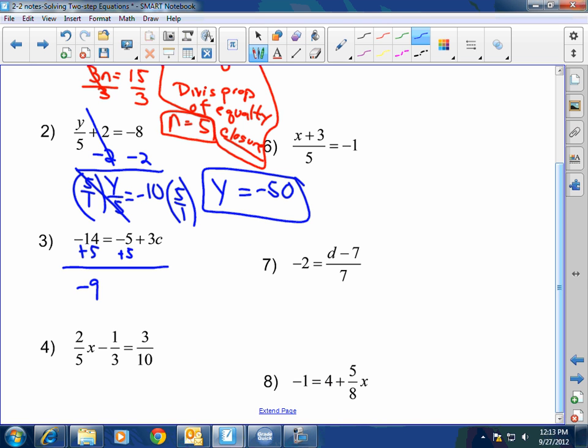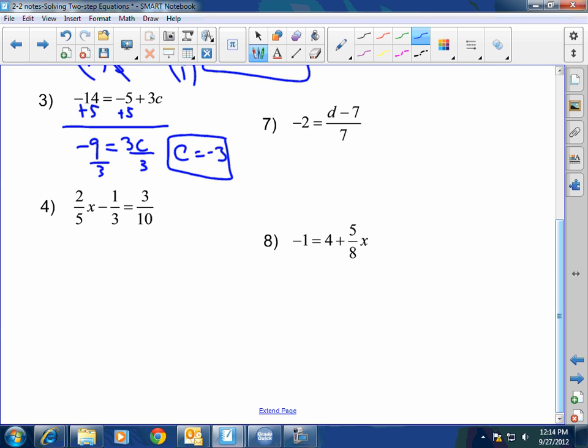Negative 9 equals 3c. You okay, bud? Bless you, I was coughing. Next. The relationship between 3 and c is multiplication, so I'm going to divide both sides by 3. So c equals negative 3. A negative divided by a positive is a negative. Okay.